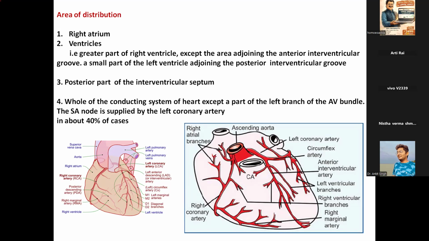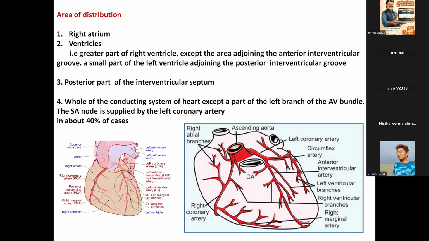Right coronary artery है that is not supplying anterior interventricular groove, but it supplies posterior interventricular groove. So जो posterior interventricular groove है, interventricular groove means दो ventricle के बीच में groove, वो दोनों पार्ट में है, anterior में भी है और posterior में भी है। तो anterior वाले को सप्लाई नहीं करेगी, पर posterior interventricular groove को सप्लाई करेगी, ठीक है.